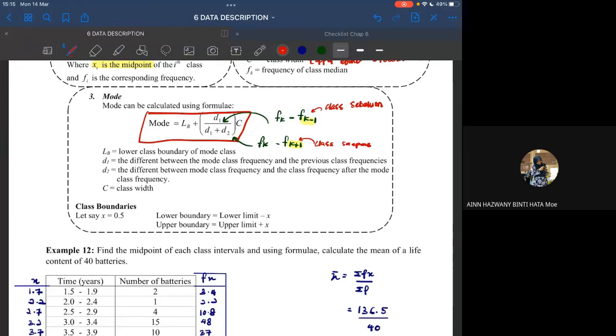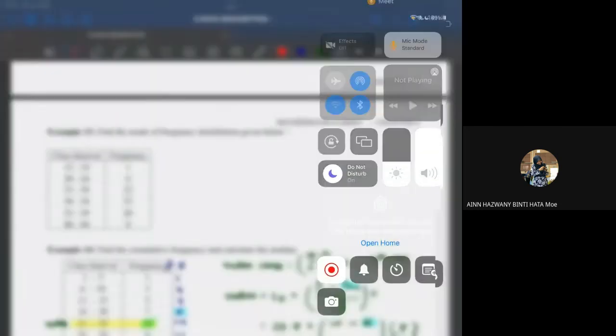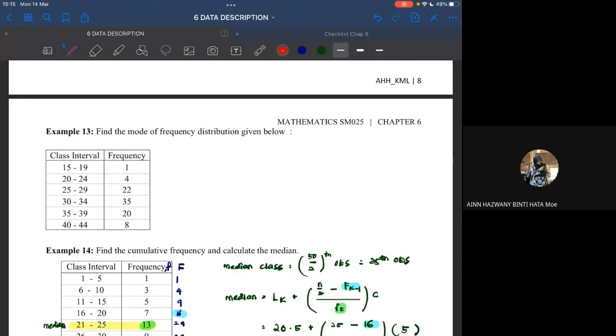Okay, let's see example 13. Find the mode of frequency distribution given below. So, from the frequency, which is your class mode? Yang satu class mode kamu. The highest frequency 30 to 34. Okay, so this is class mode kita, sebab 35 is the highest frequency.